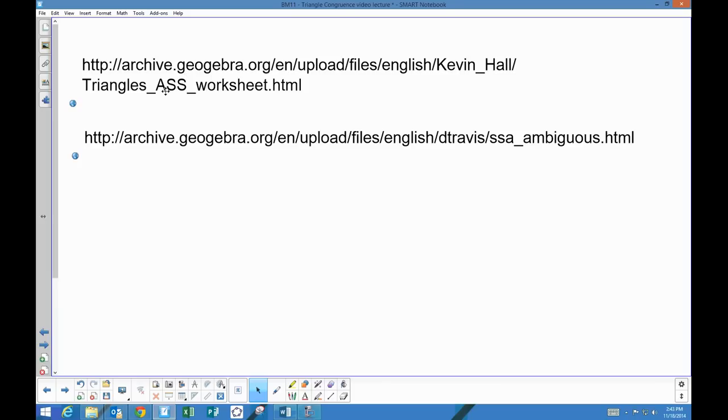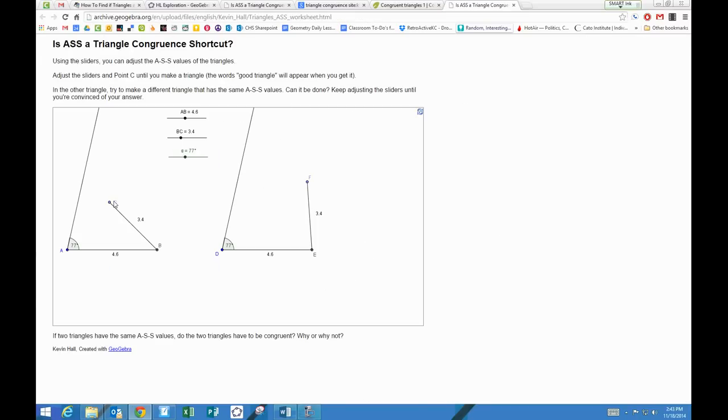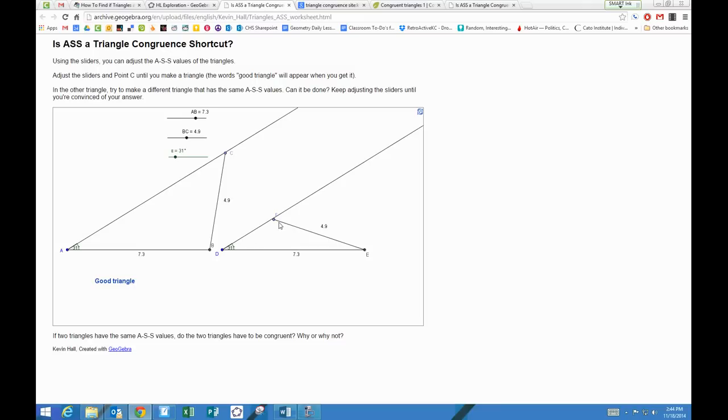Like sometimes people will ask about the ASS theorem or SSA theorem. Either way, it doesn't work, and here's why. Let me show you a demo here. In these, we're given an angle. They both have 31 degrees. We're given a side. They both have 7.3, and we're given another side because it is ASS, angle, side, side. The last side is 4.9 and 4.9.